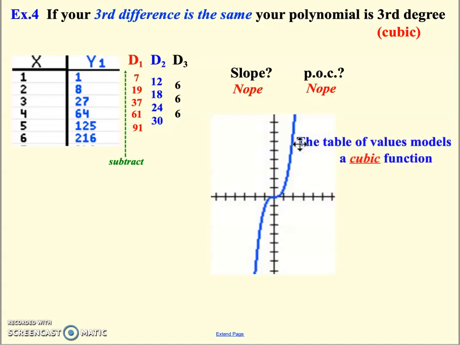So the difference of differences, or the book will call it finite differences, but the idea is you want to check at which row of subtraction do you get the same number, whatever row you're in. D1 linear, D2 quadratic, D3 cubic, or third degree.